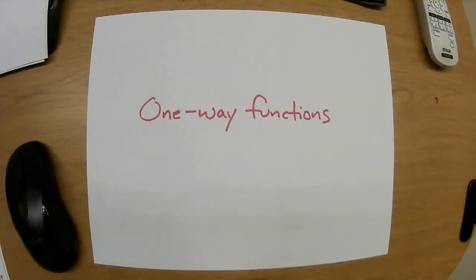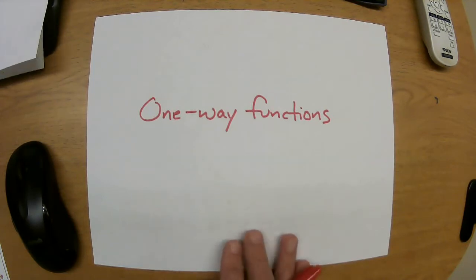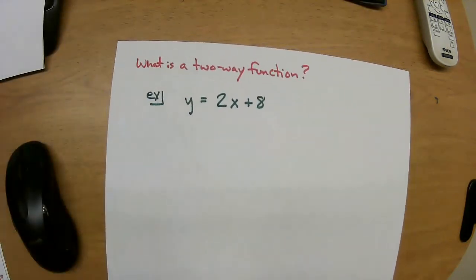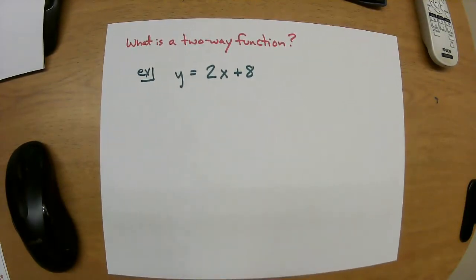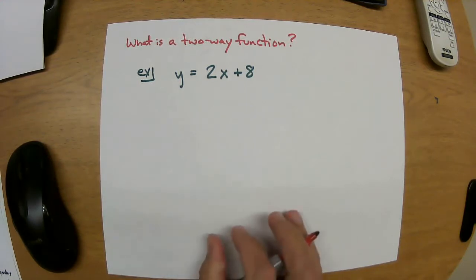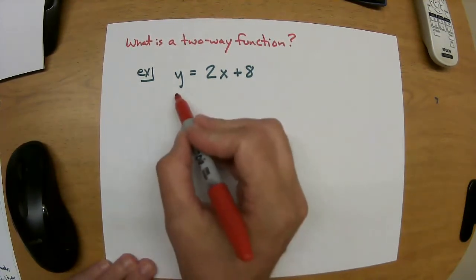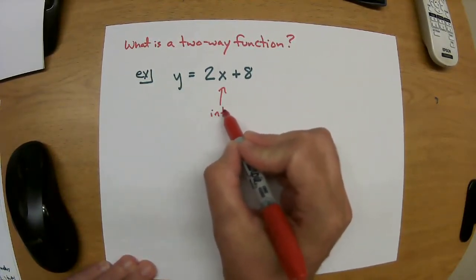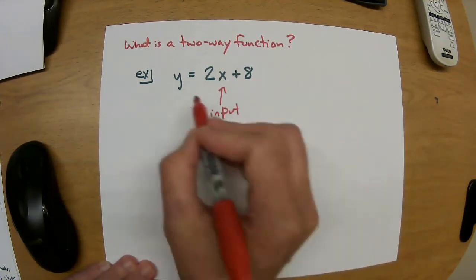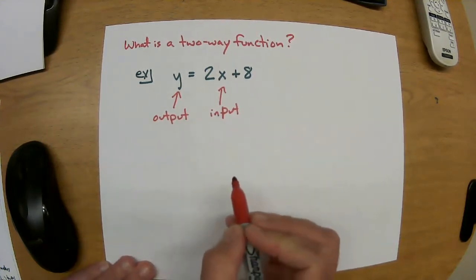Right, in this video, we're going to learn about what a one-way function is. So before we get started, let's take a look at a two-way function. And I've got something real simple that we're all familiar with. This is just an equation, like a formula you might see in an algebra class. If we look at this equation, this x variable here is the input of the function. That's the input. And then the y would be the output of the function.